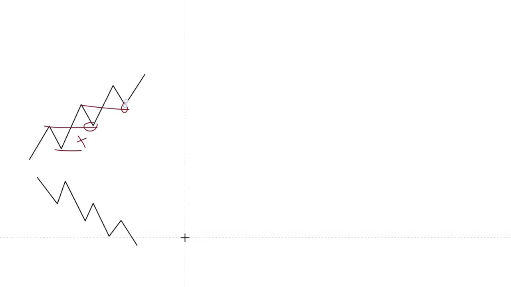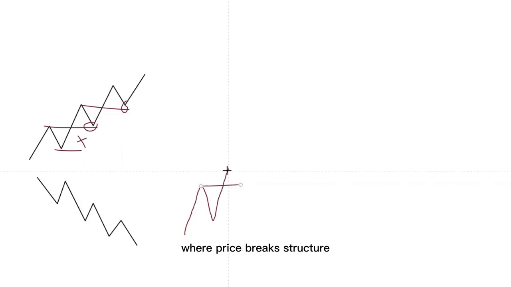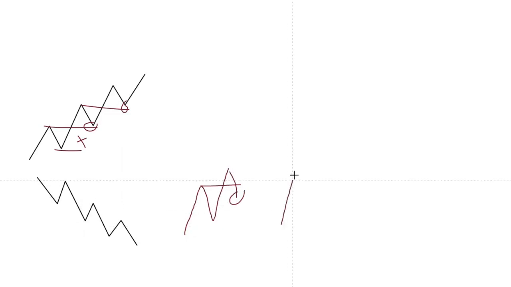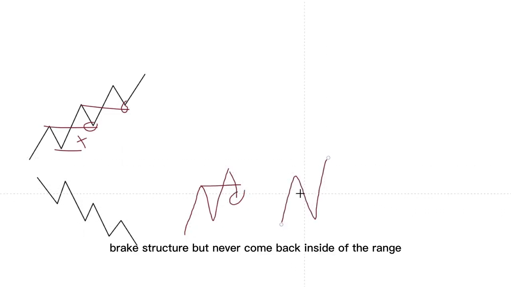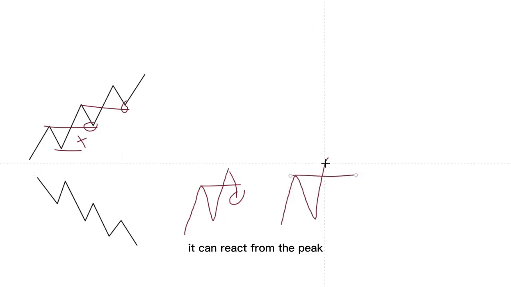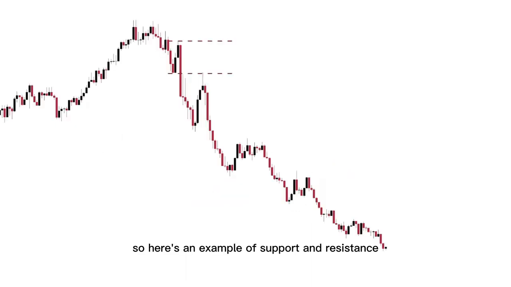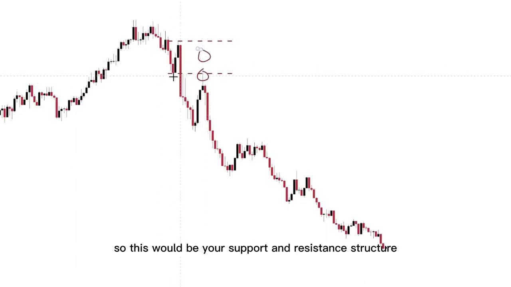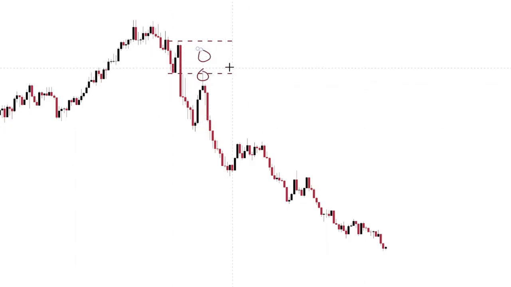So basically, instead of your supply and demand market structure, where price breaks structure and comes back inside of the range, in the support and resistance structure, price can break structure but never come back inside of the range. It can react from the peak or a little bit before to expand. So here's an example of support and resistance market structure. So here you have your range. Price rejected without entering your range. So this would be your support and resistance structure.